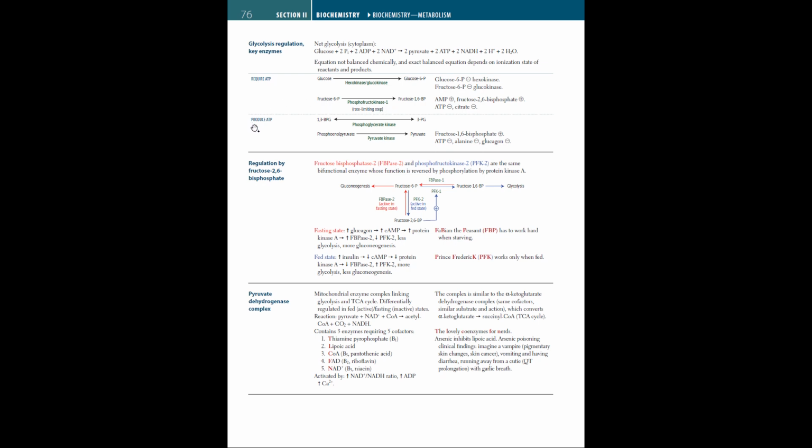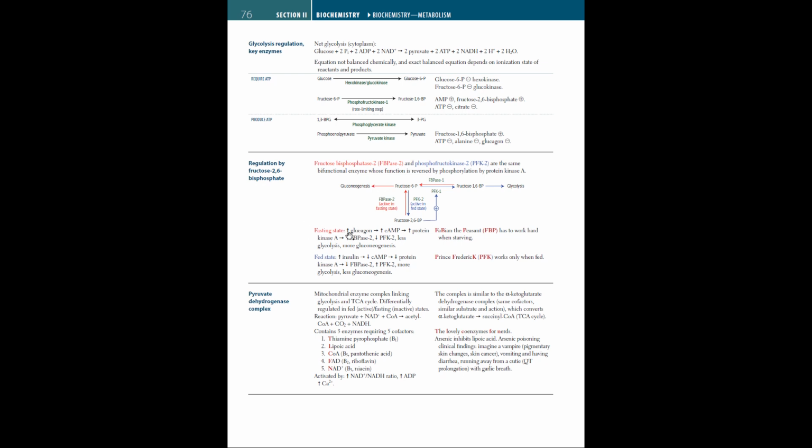Now, the steps that produce ATP are the conversion of 1,3-BPG to 3-PG with the enzyme phosphoglycerate kinase, and phosphoenolpyruvate to pyruvate with pyruvate kinase. Now, the regulation by fructose 2,6-bisphosphate and phosphofructokinase 2 involves a bifunctional enzyme whose function is reversed by phosphorylation by protein kinase A. Both these enzymes are essential for the fasting and fed states of our body.